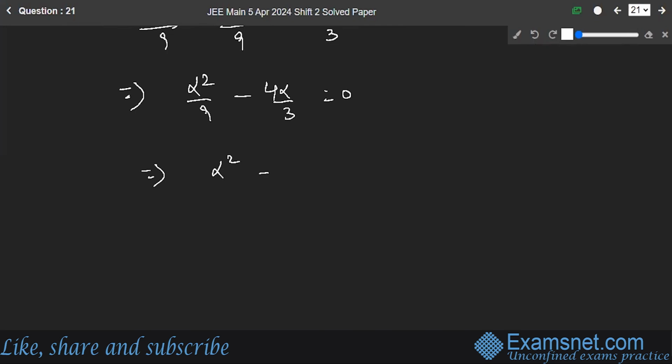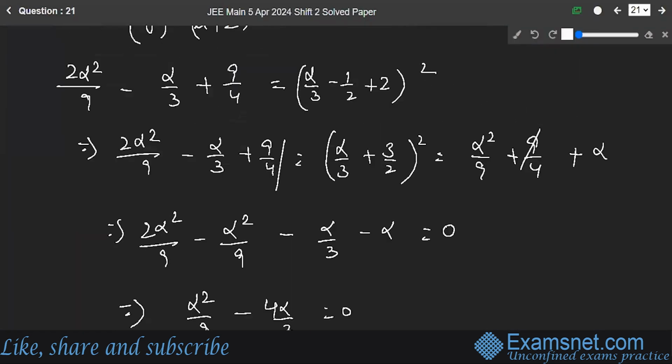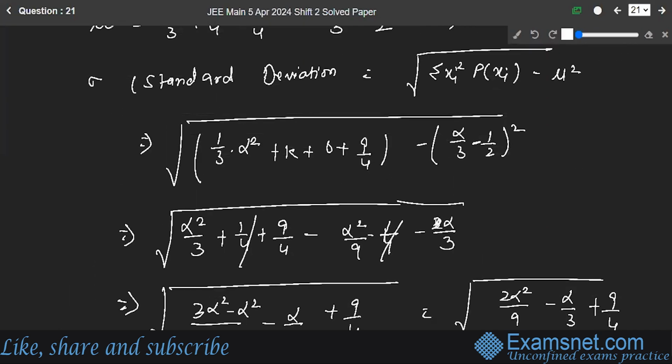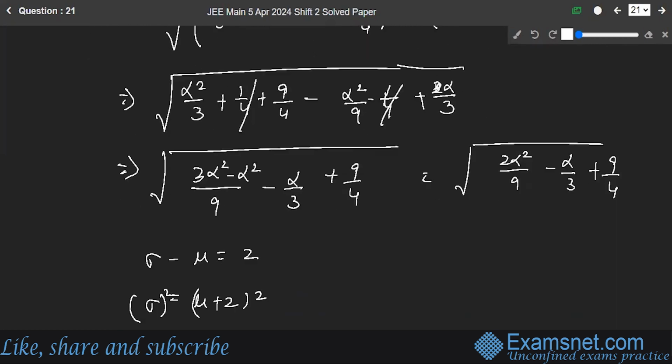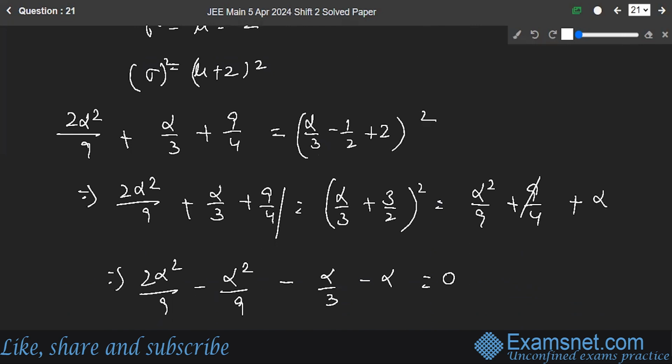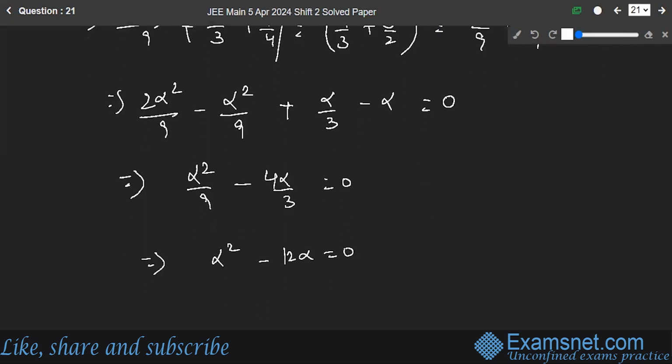Alpha squared minus 12 alpha is equal to 0. If there is a small change, it was supposed to be minus 2 alpha upon 3 into 1 by 2. So there was a minus outside, this was plus, this was plus, and this will be minus 2 alpha upon 3, which will give 6 over here.